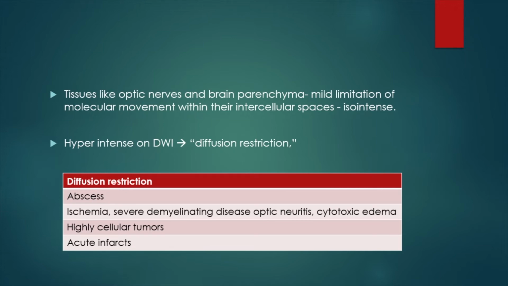So diffusion restriction can be seen in abscesses, in cytotoxic edema, in highly cellular tumors, and in acute infarcts. In abscesses, mainly because of the infiltrates and the viscosity of the fluid in between, there is diffusion restriction, which would appear as hyperintense. Whereas in cytotoxic edema, the interstitial space is reduced, and because of that there would be a diffusion restriction showing a hyperintensity. The same is seen in highly cellular tumors like lymphoma and in acute infarcts.